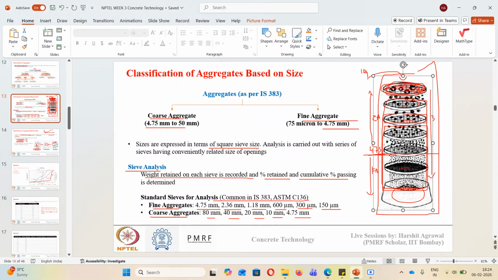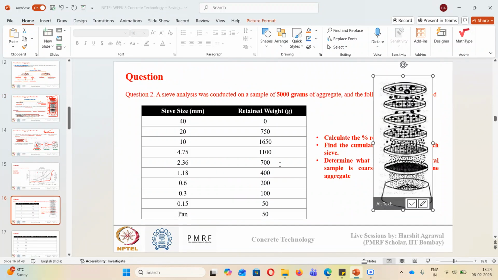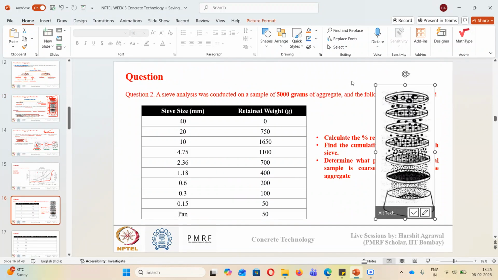Okay, suppose these are the sieves. On these sieves we poured aggregate from the top. We let it vibrate for some time, and then we calculated the weight on each sieve, how much aggregate has been retained on each sieve, and we recorded the weight.